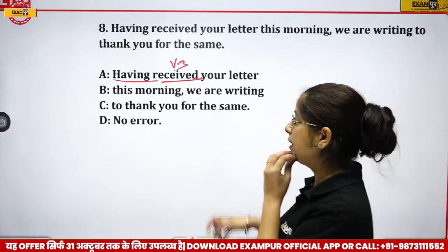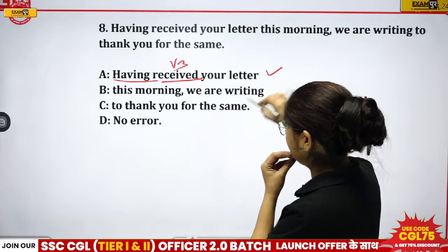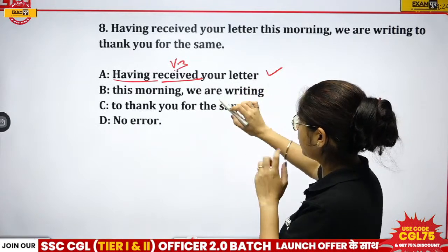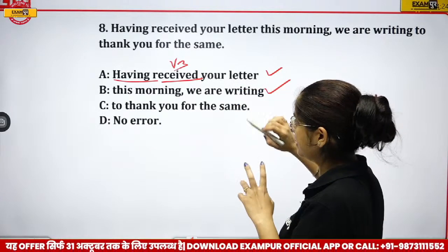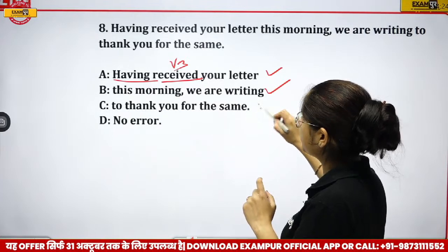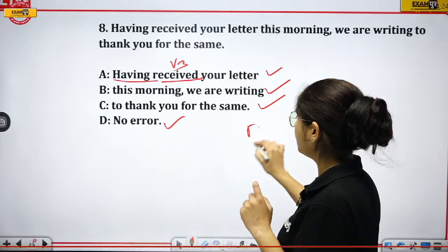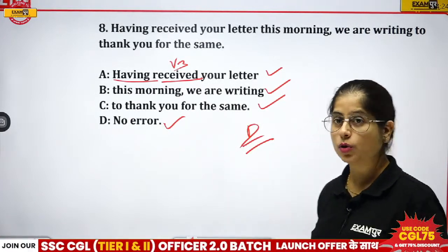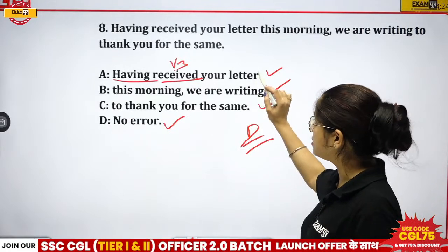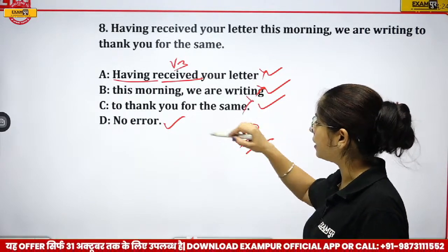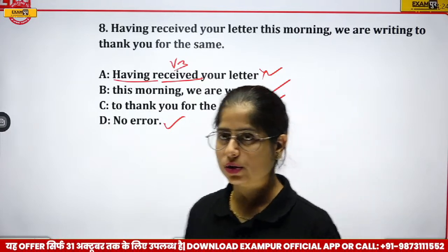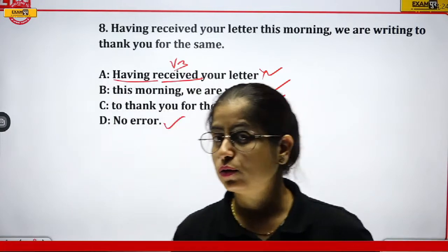No. See, having received your letter, correct. This morning we are writing to thank. We are writing, correct. To what? To thank you for the same. Correct. The error is no error. Here there is no error. Every part of the sentence is correct. So the answer to this question is D, that is no error.